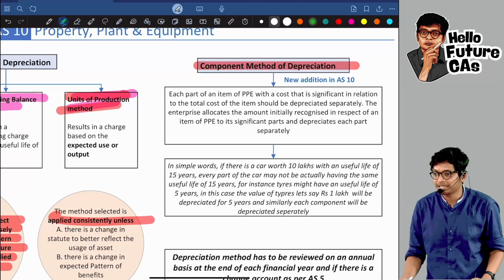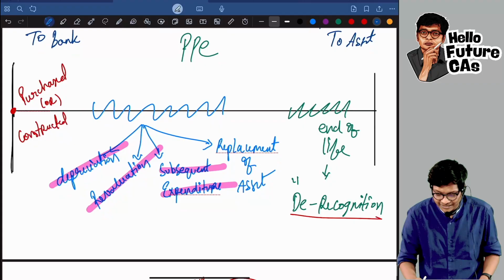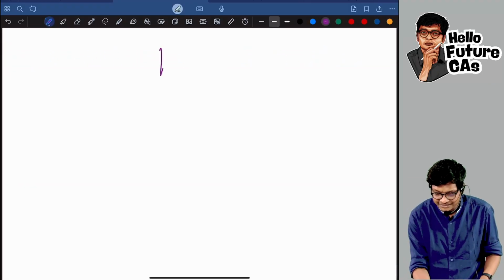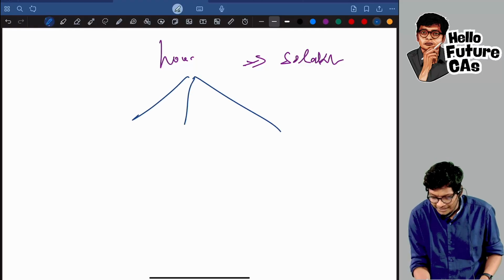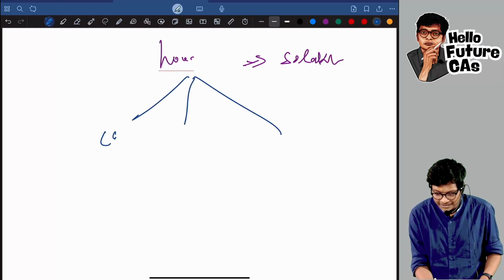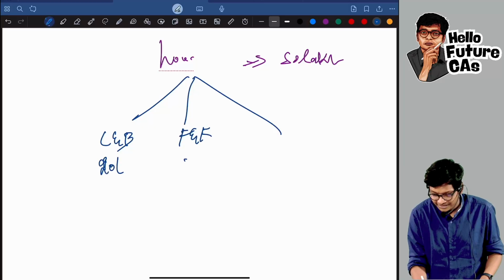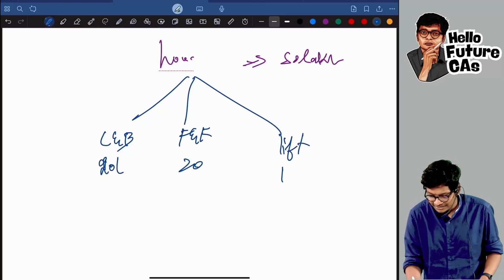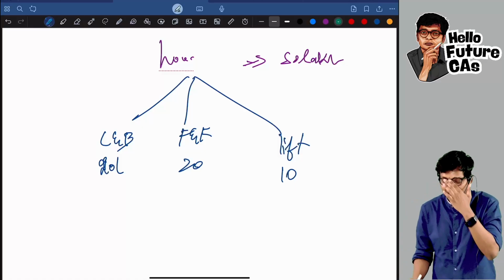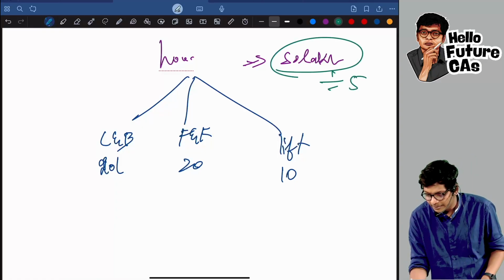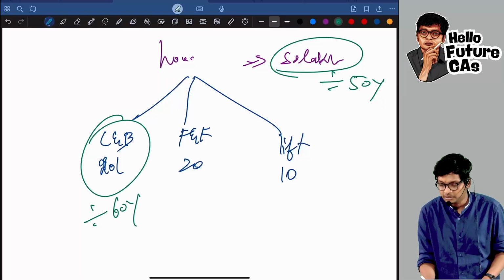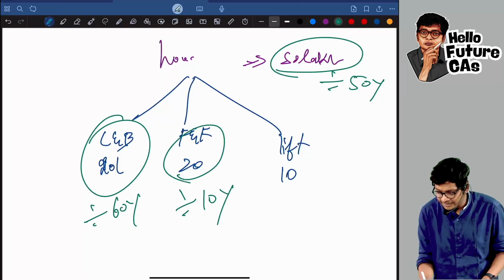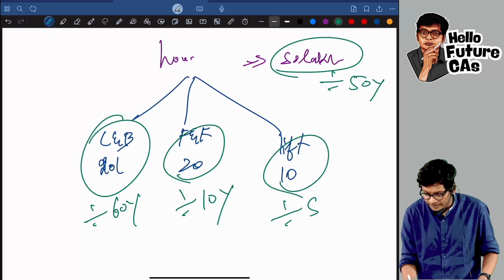Then we have something called component method of depreciation. What is component method of depreciation? Very simple. If I take a house, guys, if the house is worth 50 lakhs, the components will be, let's say, land and building 20 lakhs, furniture and fittings 20 lakhs, lift 10 lakhs. For example, instead of depreciating the whole house by 50 years, I will depreciate land and building by 60 years. Furniture and fittings I will depreciate by 10 years because I have to replace. Lift I will depreciate by 5 years.